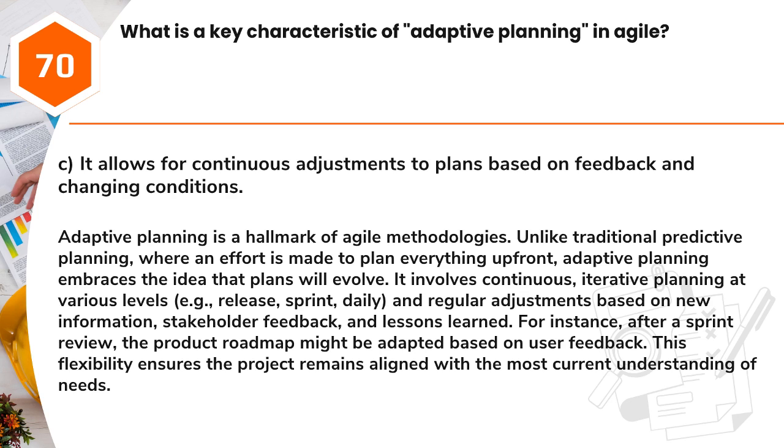plans will evolve. It involves continuous, iterative planning at various levels, e.g., release, sprint, daily, and regular adjustments based on new information, stakeholder feedback, and lessons learned. For instance, after a sprint review, the product roadmap might be adapted based on user feedback. This flexibility ensures the project remains aligned with the most current understanding of needs.